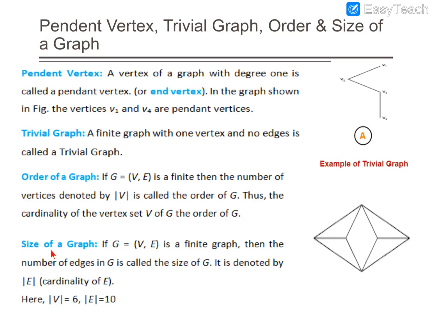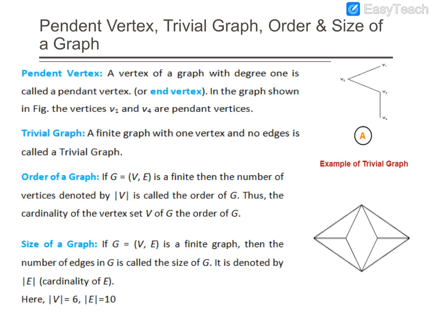Now, what is the size of a graph? If G equal to (V, E) is a finite graph, then the number of edges in G is called the size of G. That means the number of vertices in G is called the order of G, and the number of edges in G is called the size of G, and it is denoted by the cardinality of E.